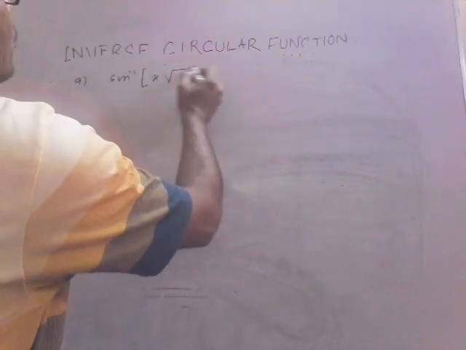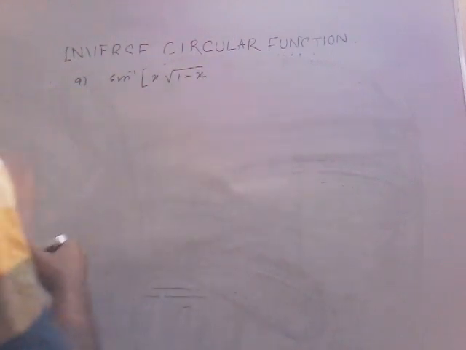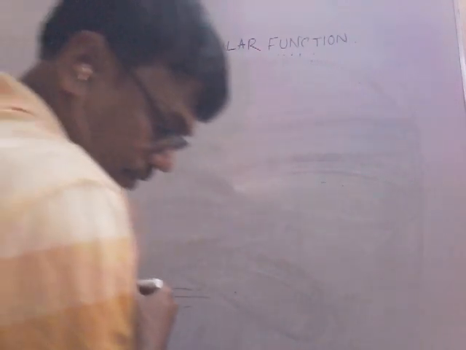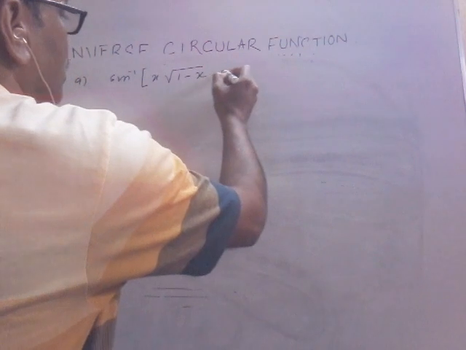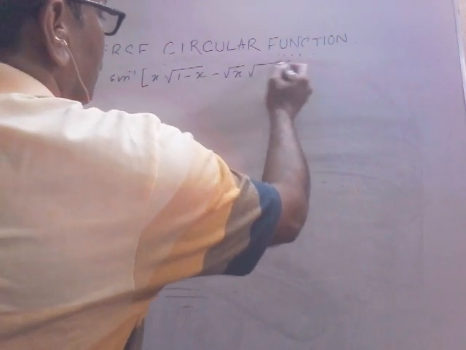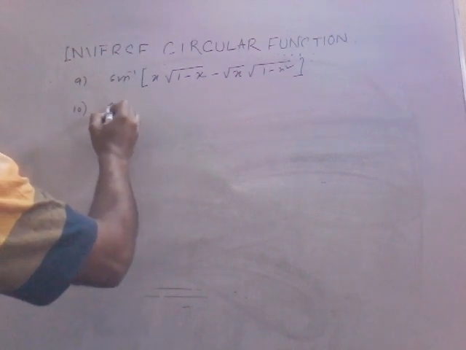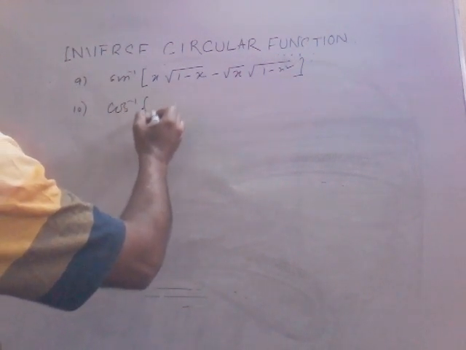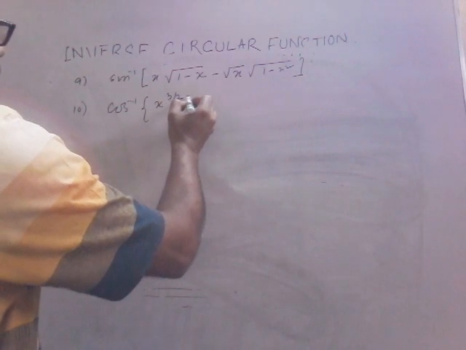x into 1 minus x minus root x into 1 minus x square. Cos inverse x to the power 3 by 2.